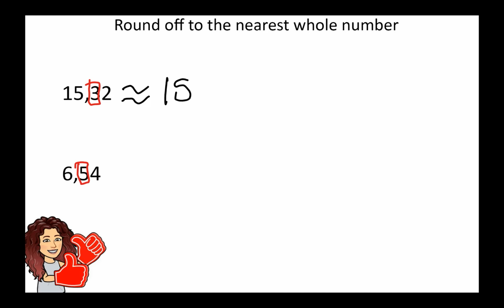We're going to do the same here. We look to the number on the left. This side is a 5. 5 can change that 6. It changes it to a 7, and that is my answer. They ask for the nearest whole number, so I don't add any decimals to this.